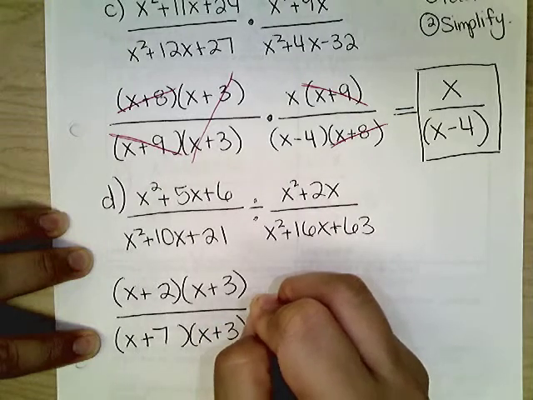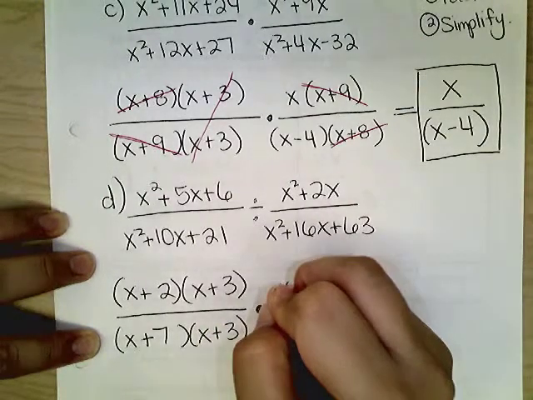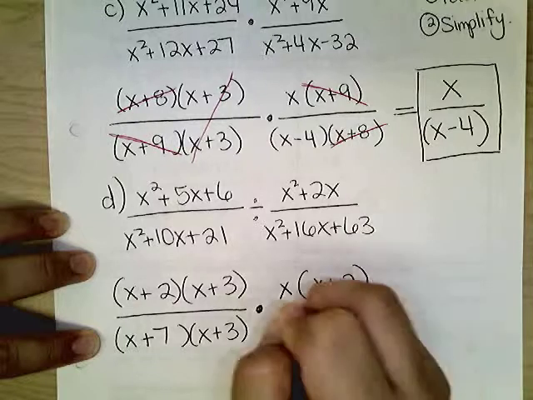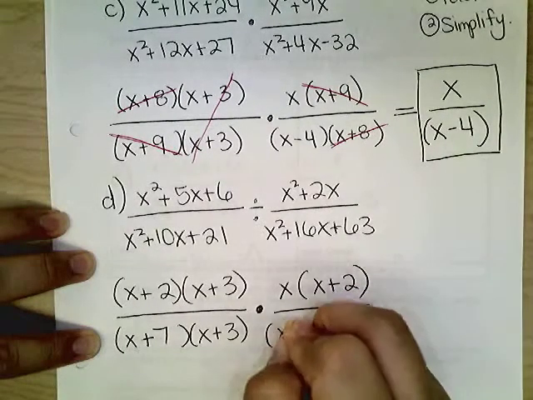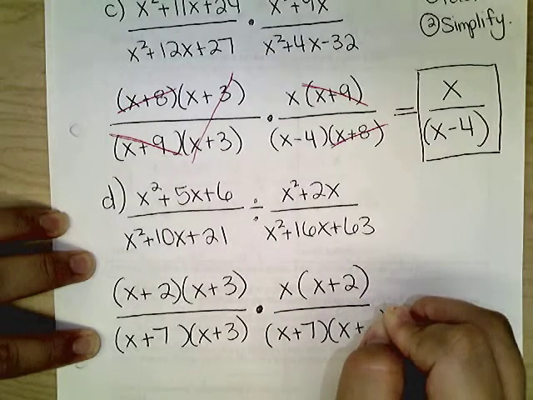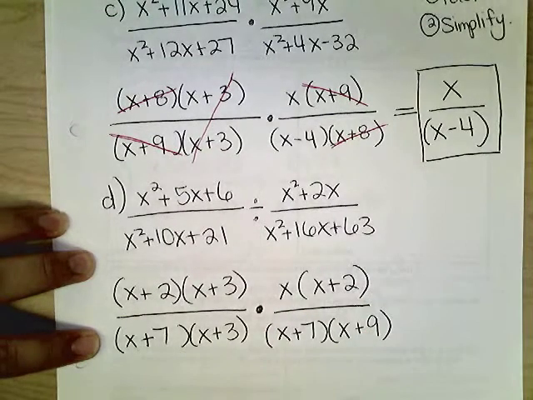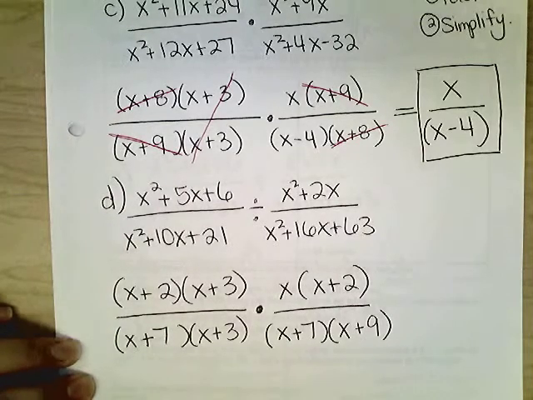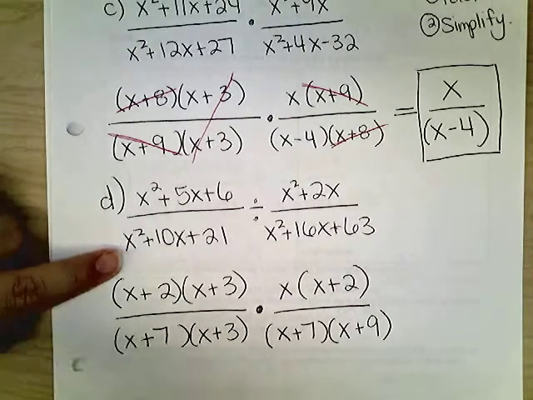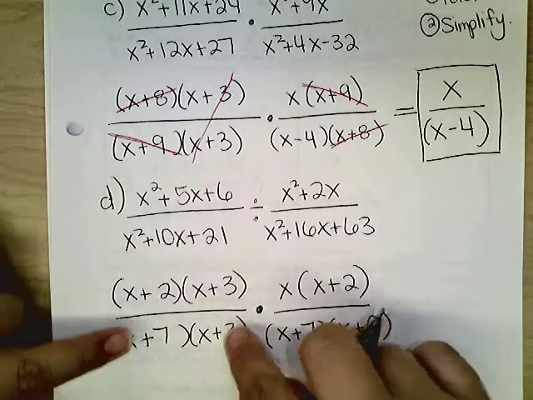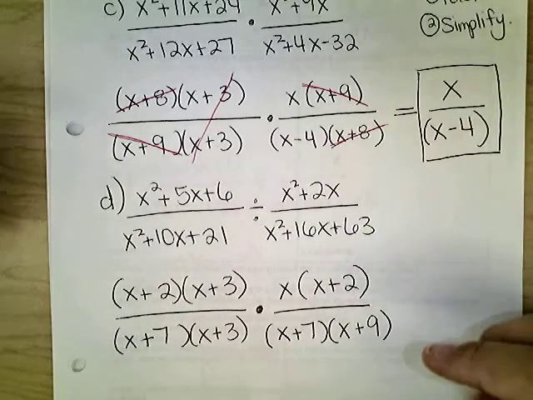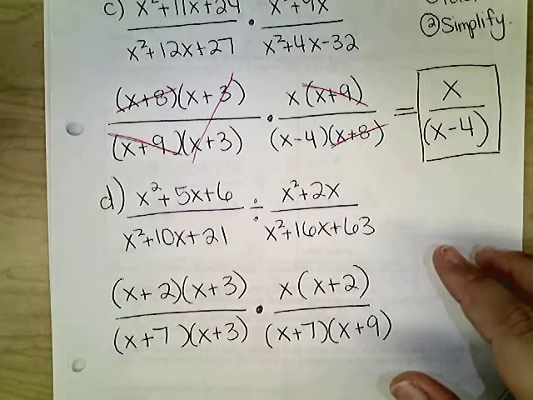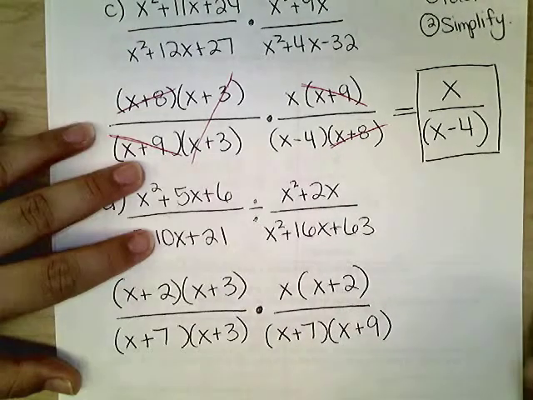And we'll change this into a multiplication. Factor out your GCF of the numerator. And the denominator we can factor, plus 7 plus 3, is that right? 7 times 3 multiplies to become 21, and adds to become 10. Oh, what did I forget to do? I forgot to flip. There we go.